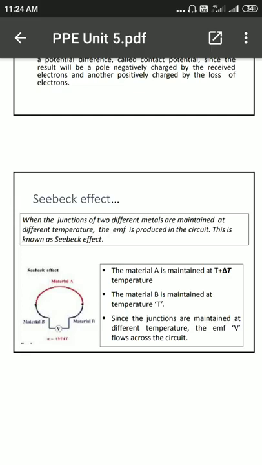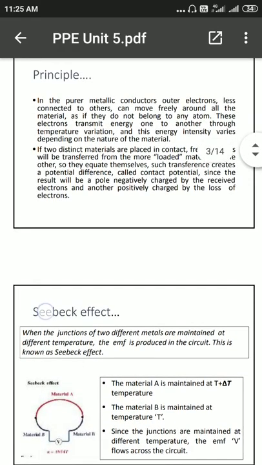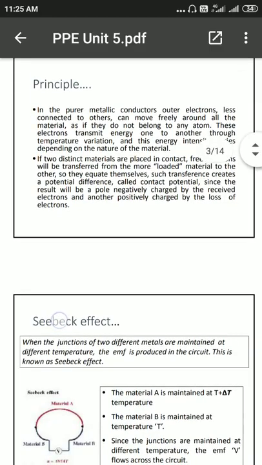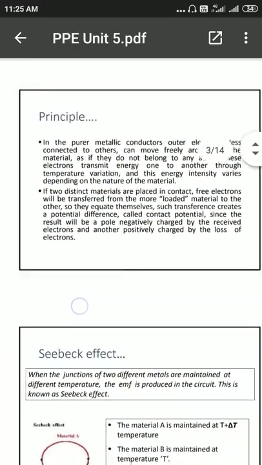Consider material A and material B. Material A has a temperature of, say, 100, 200, 300, whatever it may be, but different from the other material. Material B is at temperature T, suppose. If you join these two materials, then a current flows, or a voltage appears, across them. This is your Seebeck effect. This phenomenon is utilized in the thermoelectric generator, in short called a TEG.